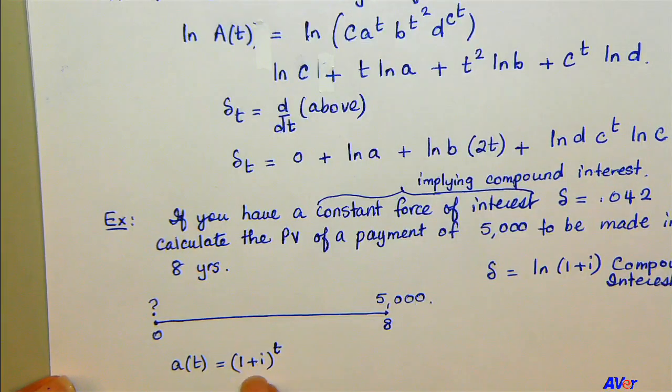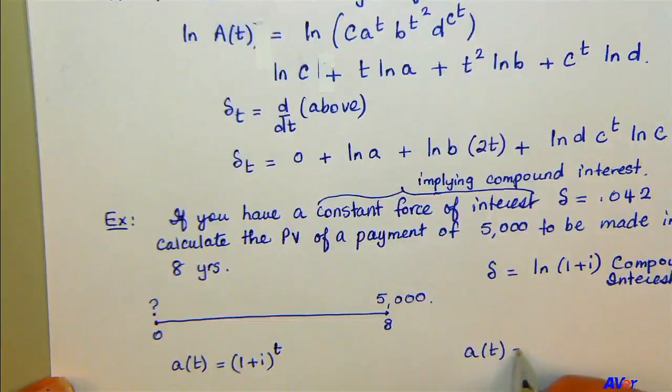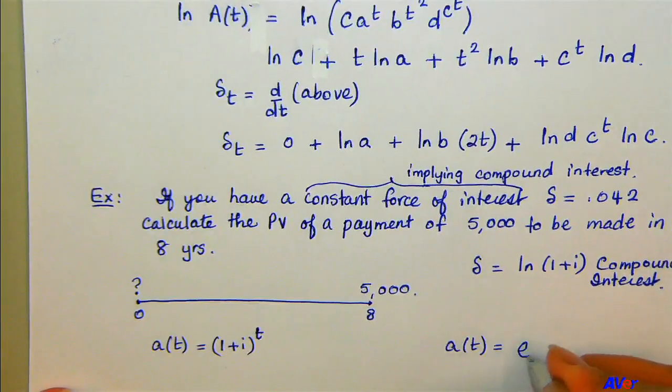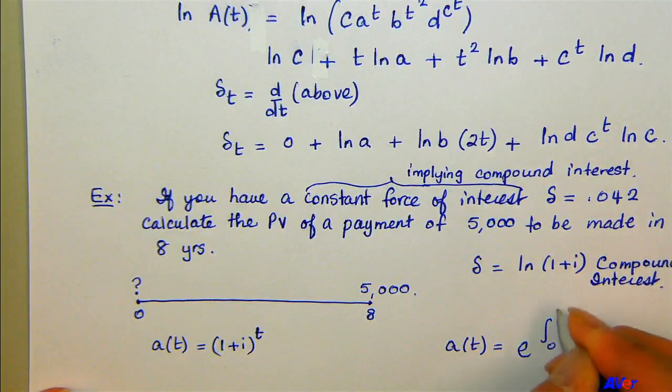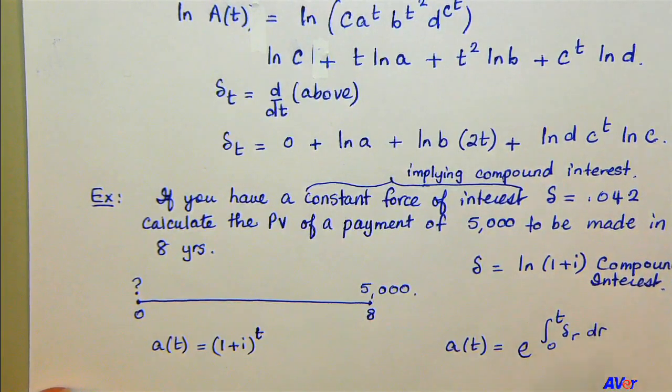So this is helpful to me if I want to first find I and then plug it in. So A of t is equal to e to the integral from 0 to t of delta of r dr. Tell me, is this necessary in the case of compound interest? Do I really have to do this if delta is constant? Let's plug it in and see what you get, okay?